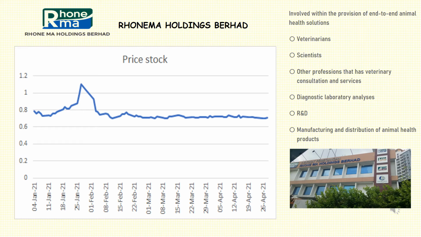Ronema Holdings Berhad showed that the stock price is decreasing from 25 January 2021 till 26 April 2021. This indicates that stock price fluctuates on a daily basis due to market factors. When more individuals desire to purchase a stock, which is demand, than sell it, which is supply, the price rises. If more individuals wanted to sell a stock than acquire it, there would be more supply than demand and the price would decrease.